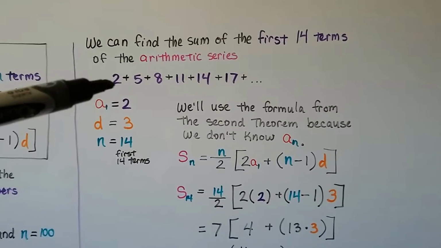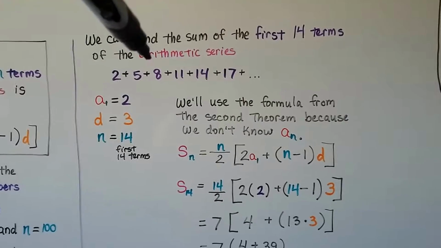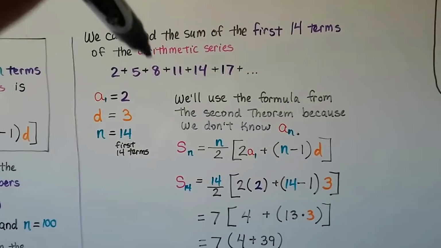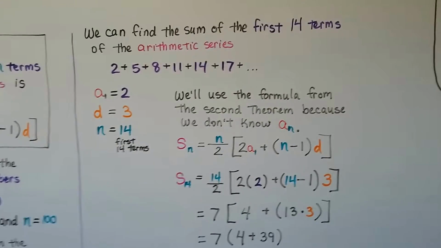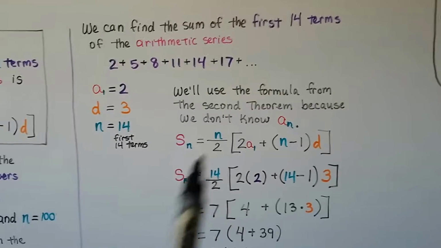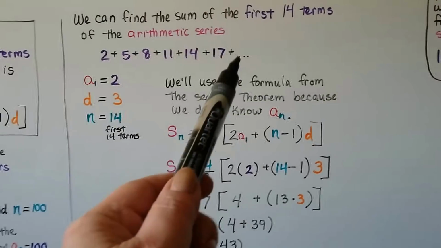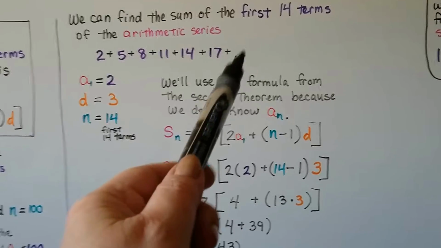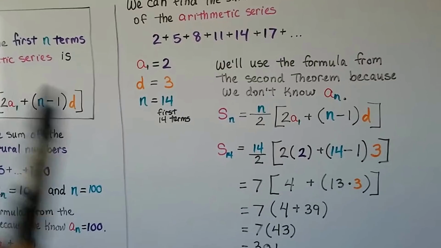We know a sub 1 is a 2, and we know d is a 3, the common difference, because 5 minus 2 is 3, 8 minus 5 is 3, 11 minus 8 is 3, 14 minus 11 is 3. So we know for certain that the d is a 3. And n is 14 because we're doing the first 14 terms. Now, because we don't know the a sub n, that last term, we're only doing the first 14, we're going to use this formula.